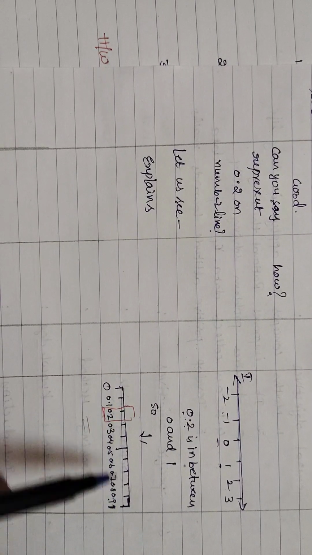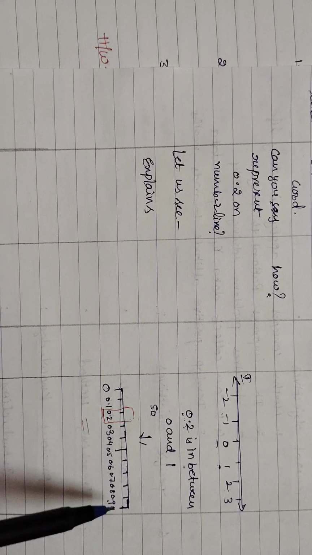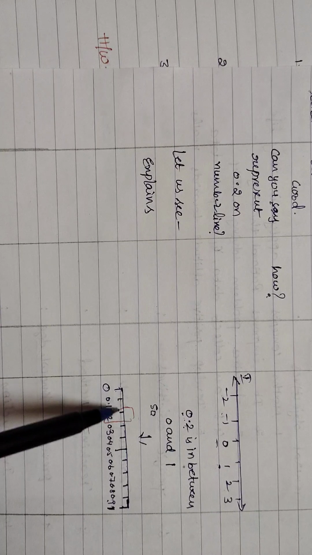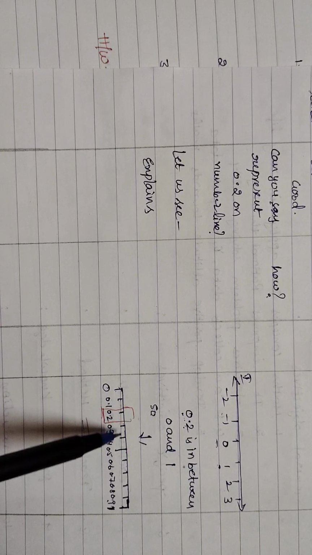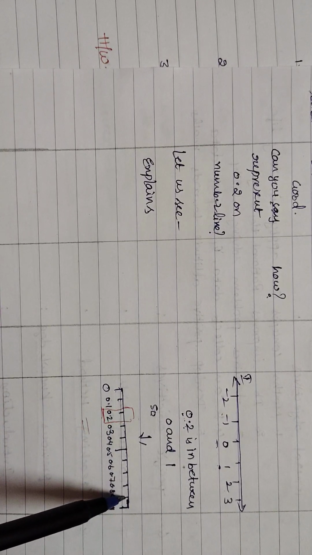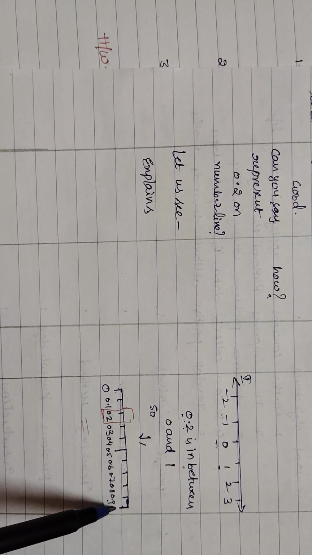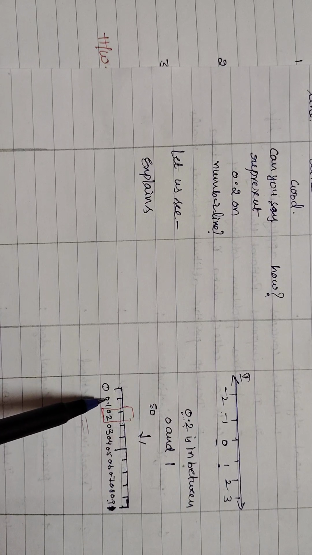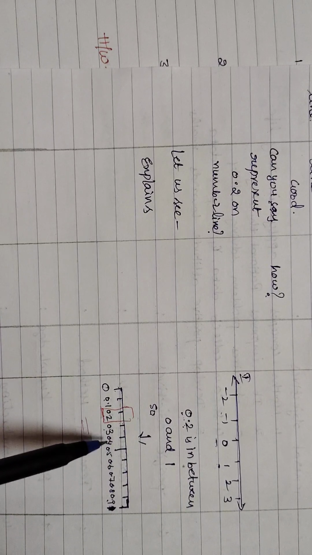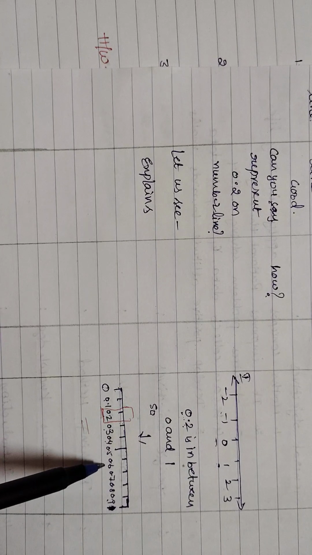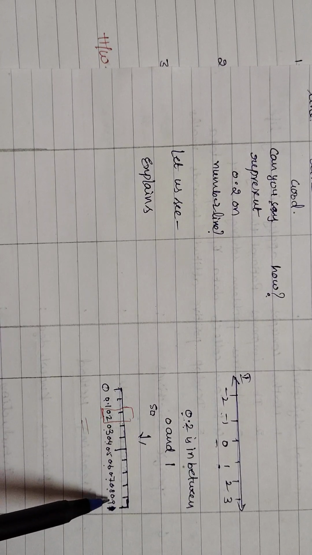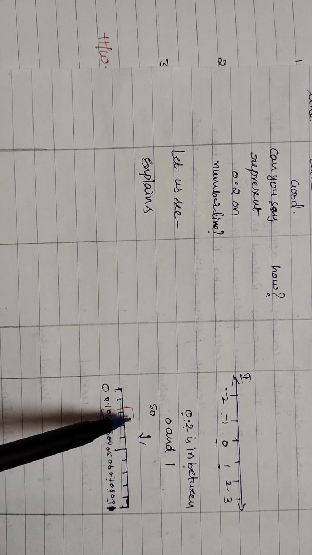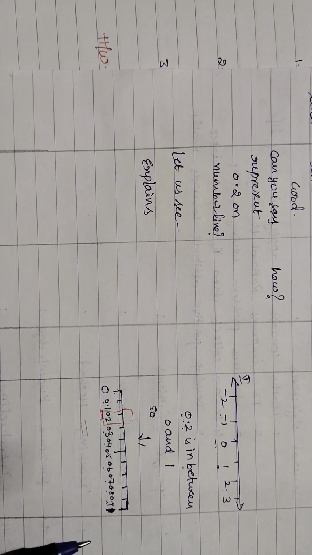We know that between 0 and 1 there are 10 divisions. So I made it 1, 2, 3, 4, 5, 6, 7, 8, 9, 10. 10 means it is 1. Now after 0 comes 0.1, 0.2, 0.3, 0.4, 0.5, 0.6, 0.7, 0.8, 0.9, 1. And we want the 0.2 value, so I have marked 0.2.